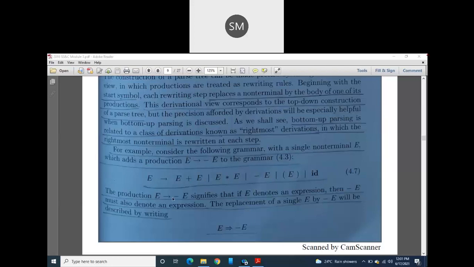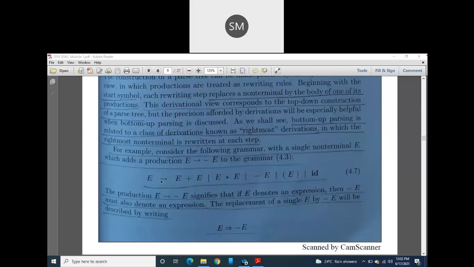And here the production E is yielding minus E, no? If it is denoting an expression, then minus E can be written like this. That is, this E can be written with parenthesized E, because this E can be replaced by this parenthesized E. So this minus will be as it is, and this E can be replaced by this parenthesized E also. So here E is yielding this minus E, right? So we can represent it by writing like this: E derives minus E. So just observe my explanation, guys.